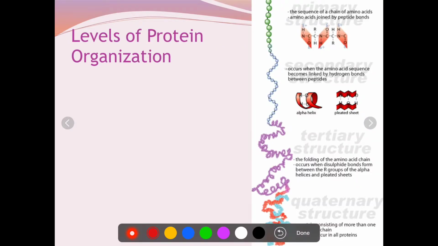All right, so let's look at how proteins fold. Because if you have an unfolded protein, it's not going to do you any good. There are 4 levels of protein structure. What that means is there are 4 different ways in which proteins organize themselves to get structure. We've got what is called the primary, the secondary, the tertiary, and the quaternary.